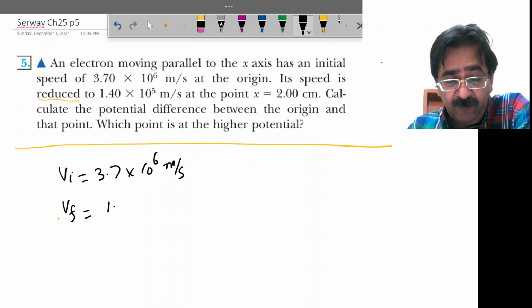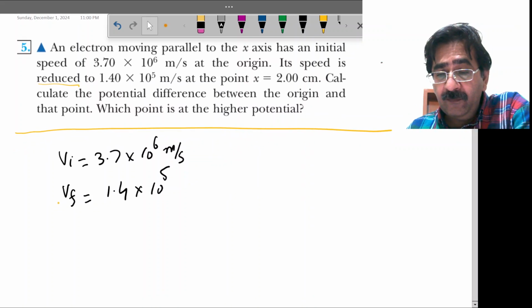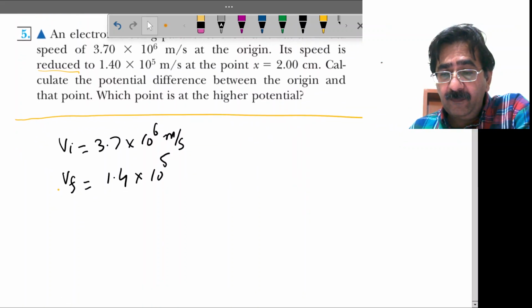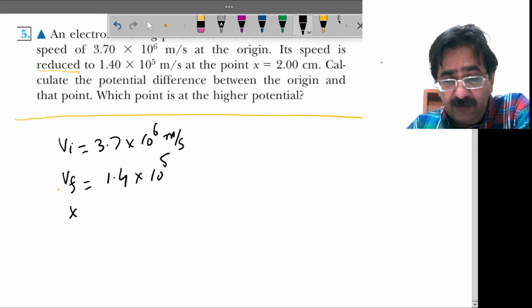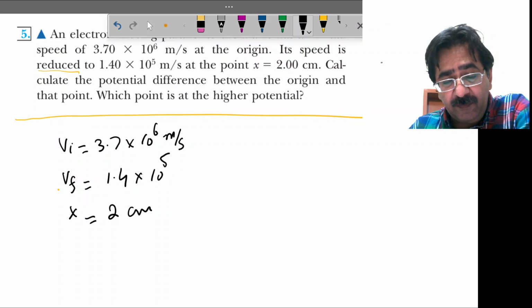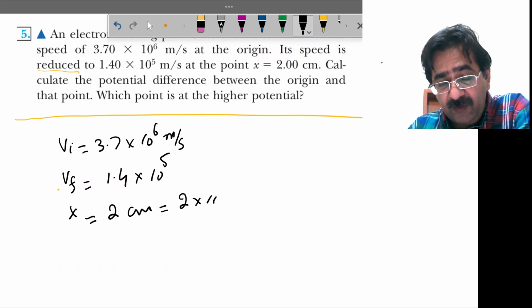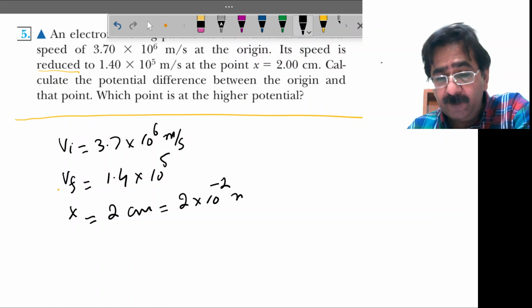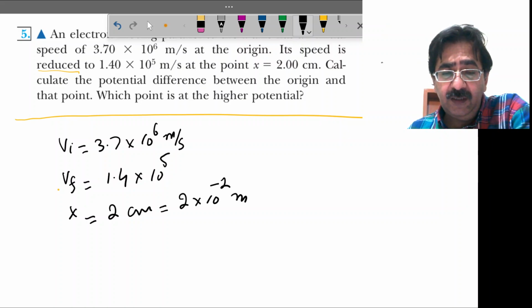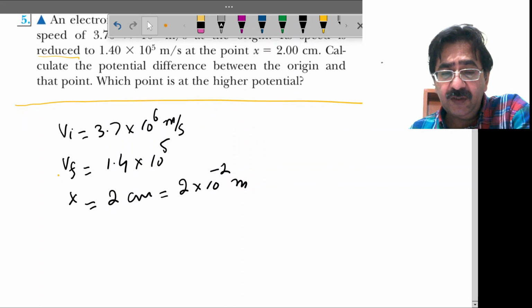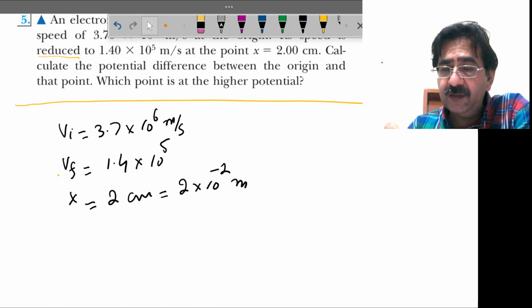So the final velocity vf is 1.4 times 10 raised to power 5, and x, the distance, is given as 2 centimeters, meaning 2 times 10 raised to power minus 2 meters. Calculate the potential difference between the origin point. It has two parts. Calculate the potential difference.